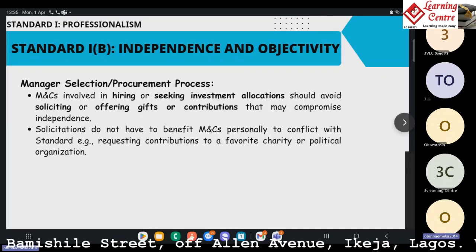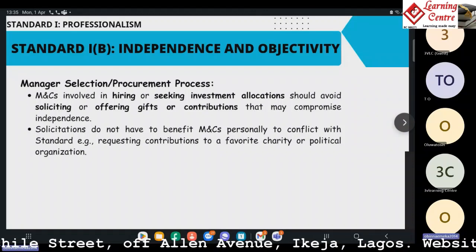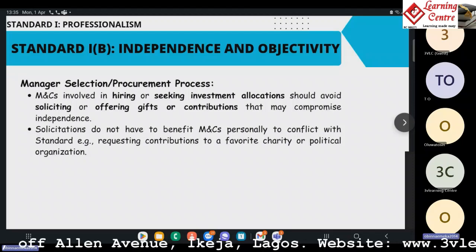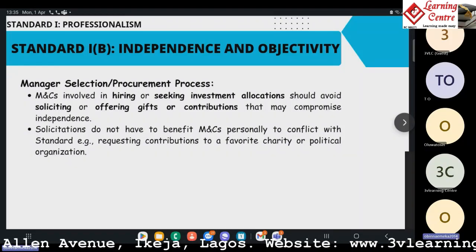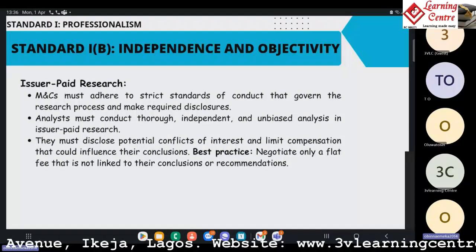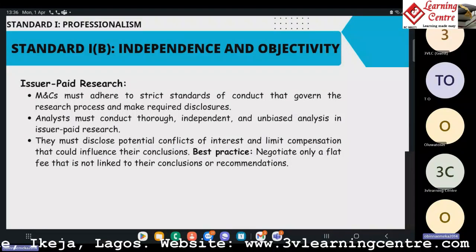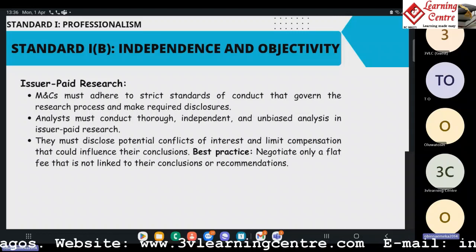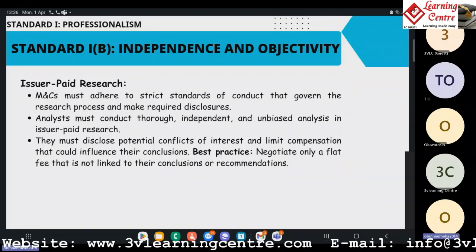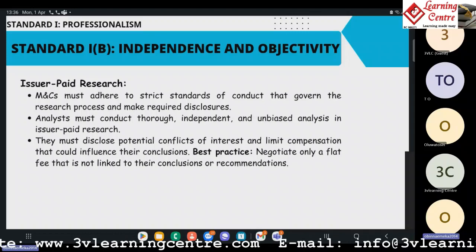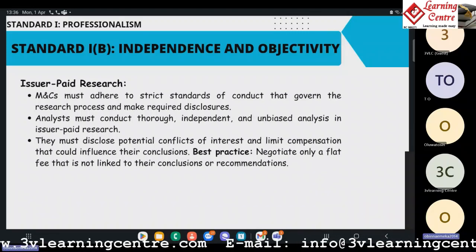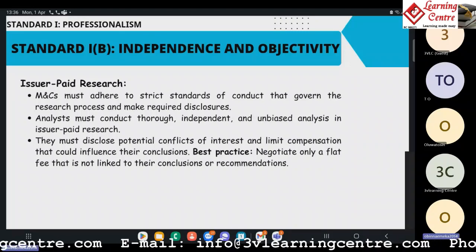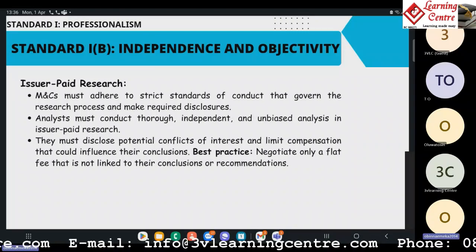Then on the terms of issuer-paid research, I believe we know what issuer-paid research is. Some companies can actually pay you to research their company. That's what we mean by issuer-paid research. So imagine Dangote right now calling an analyst to come and research their company and also make reports. It's just like what they do in auditing. A company calls an auditing company to come and audit them. So a company can actually pay a research analyst to come and research their company.